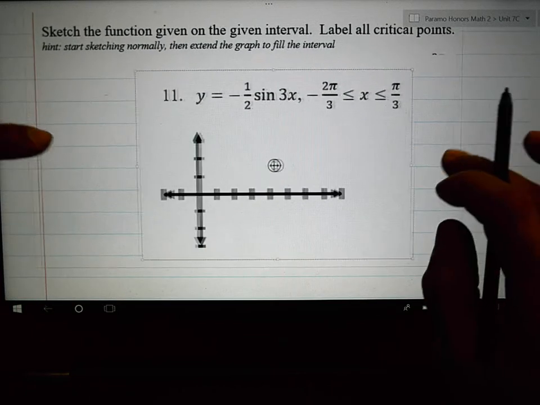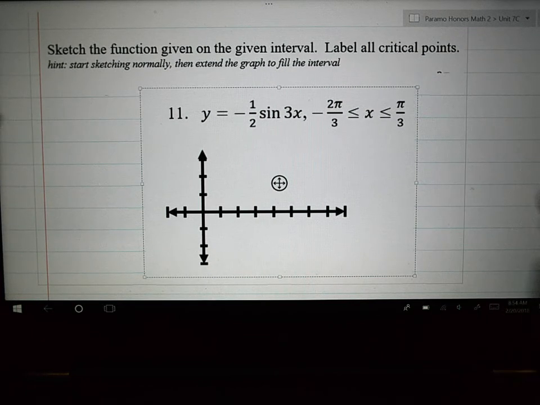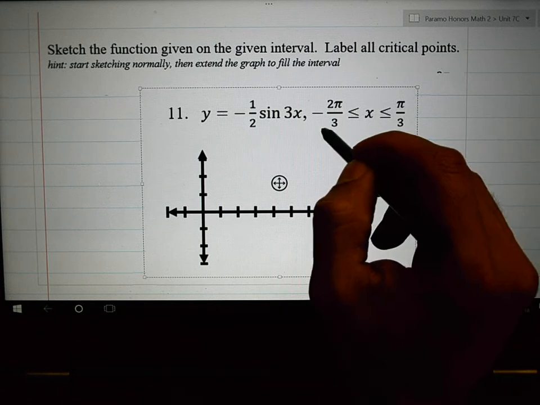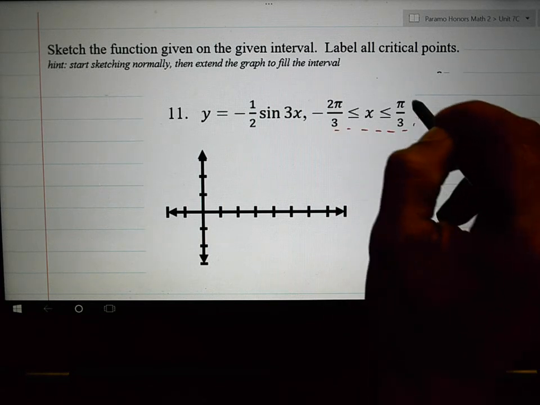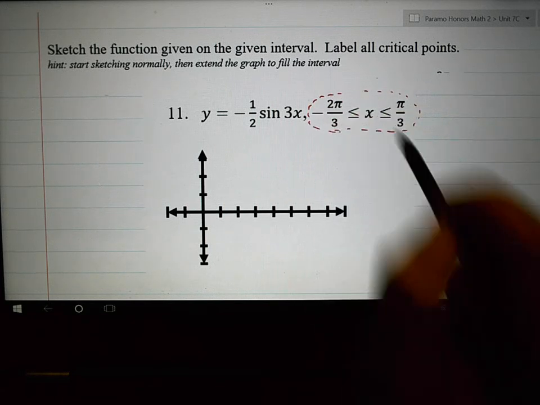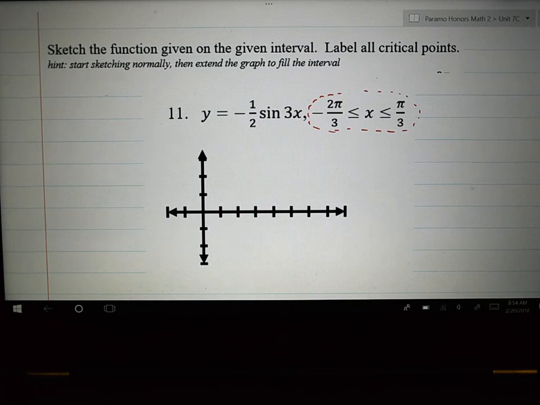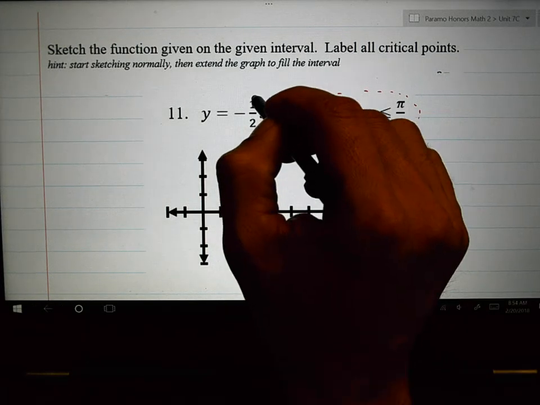Let me scrunch it down a little bit. It says sketch the function on the given interval, label all critical points. Hint, start sketching normally, then extend the graph to fill the interval. So this is the part that's new. We're still going to do everything else the same, except we have this extra interval thing that we need. I'll do that in a different color in just a second.